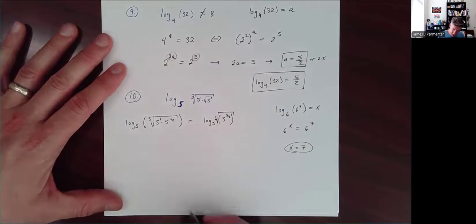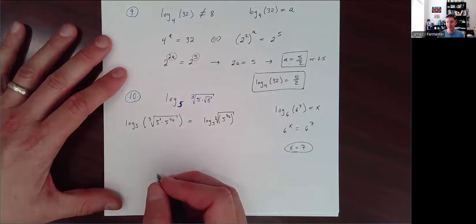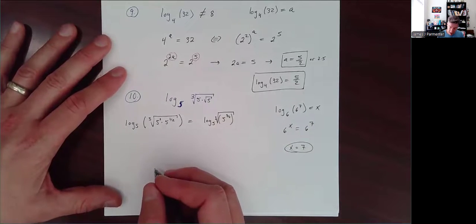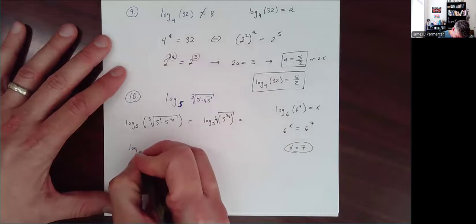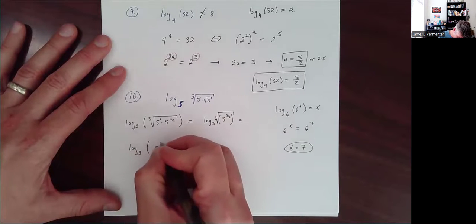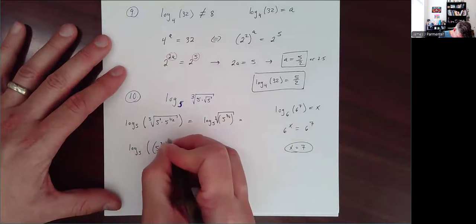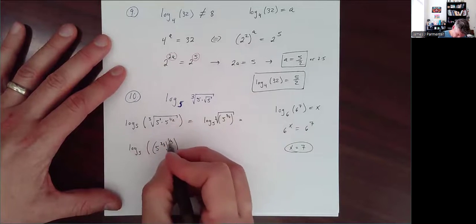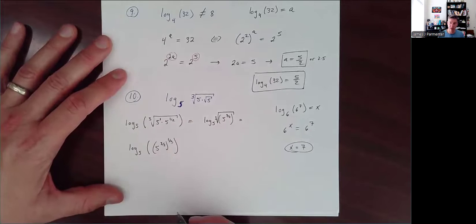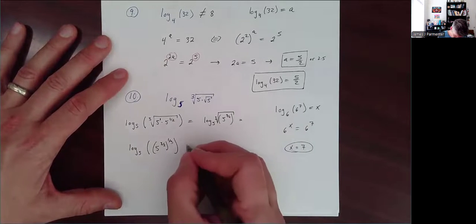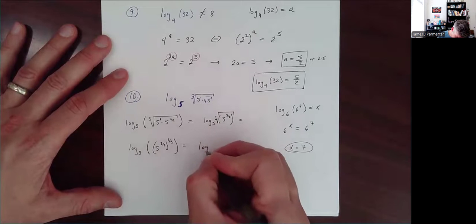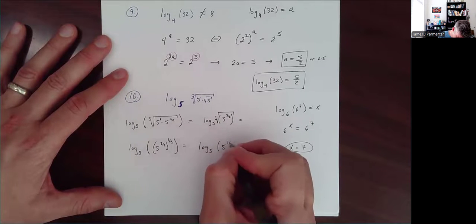And then the cube root is the same as being raised to the 1/3 power. So we can say this is equal to log base 5 of 5 to the 3/2 to the 1/3. Power to a power, you multiply the powers. 3/2 times 1/3 is 3 times 1 over 2 times 3, which is 3 over 6, which is 1/2. So you have log base 5 of 5 to the 1/2.